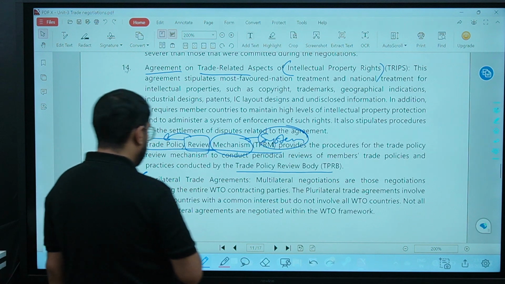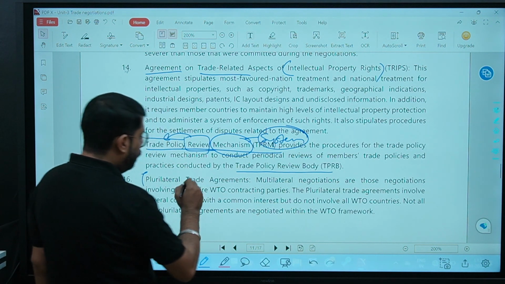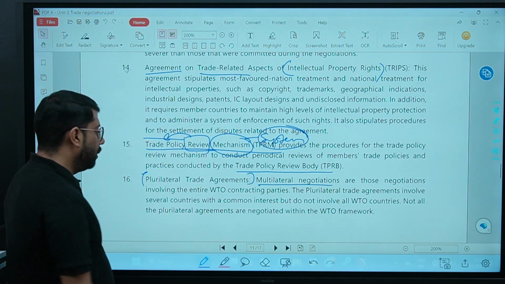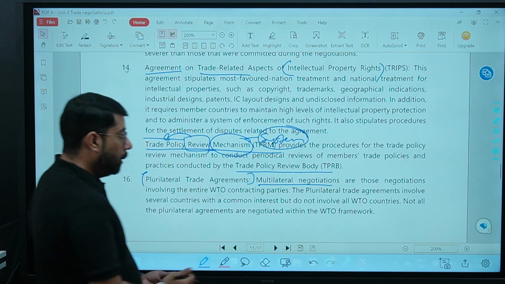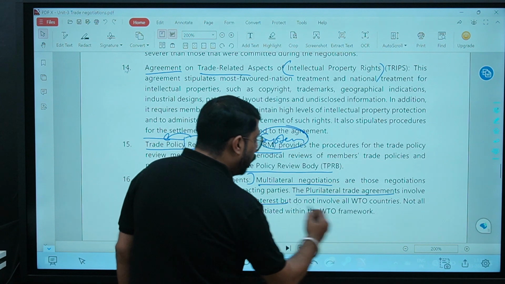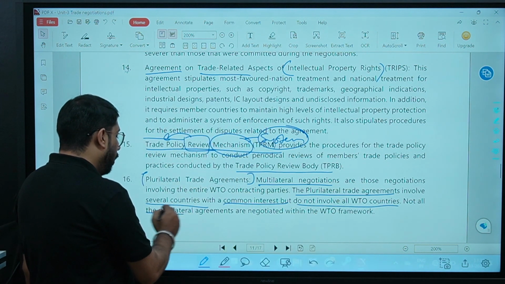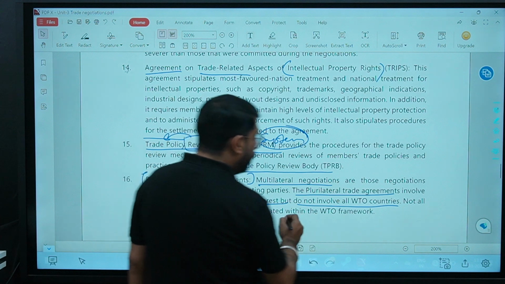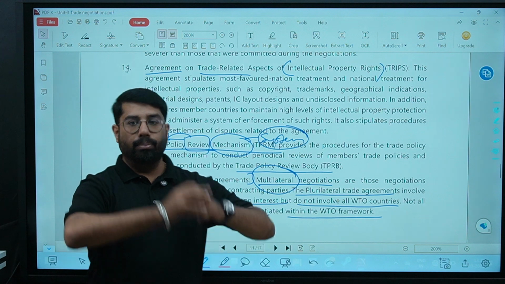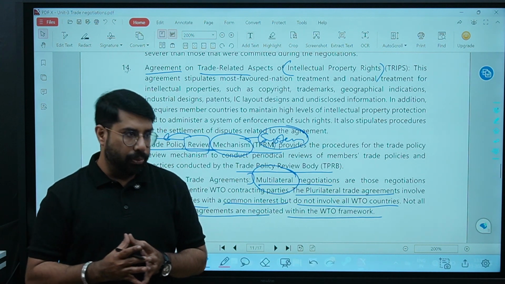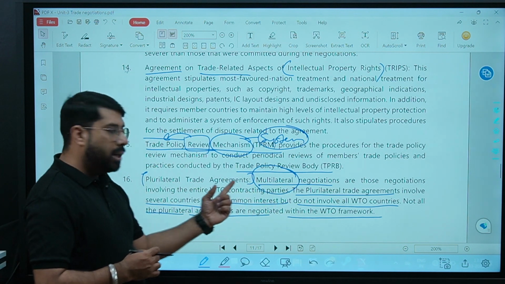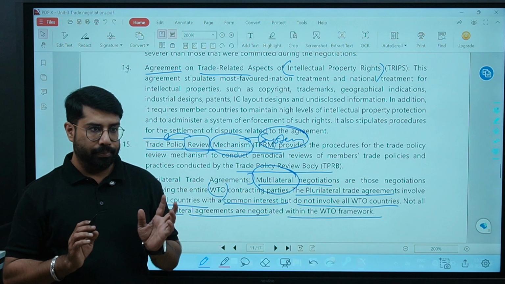Last is plurilateral trade agreements. It says multilateral negotiations are those involving all the WTO contracting parties. Plurilateral trade agreements involve several countries with a common interest but do not involve all WTO countries. Not all plurilateral agreements are negotiated within the WTO framework. When you talk about multilateral negotiations, where many countries are involved, these negotiations are done between WTO member countries only.